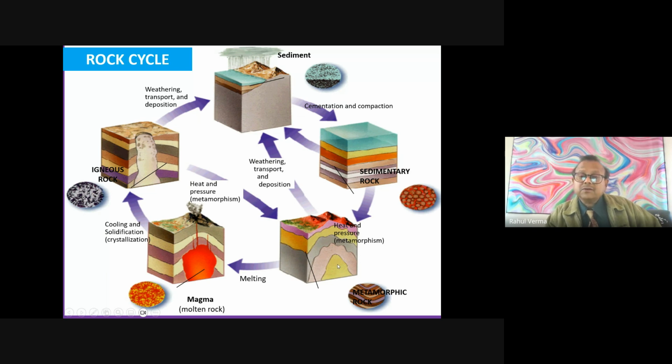A metamorphic rock is a rock that is derived from a pre-existing rock. So to have a metamorphic rock, you must have a rock in advance, either sedimentary or igneous. For example, if you had sandstone, it will metamorphose to quartzite.